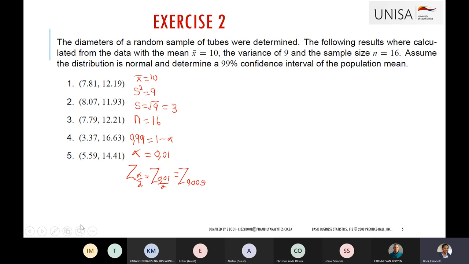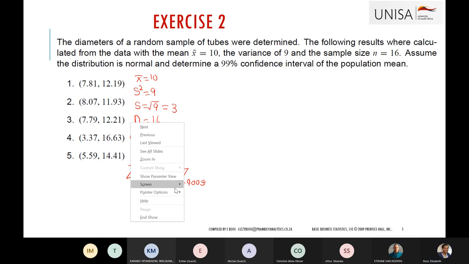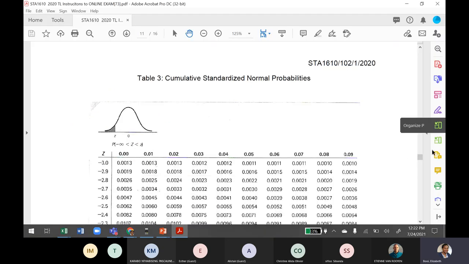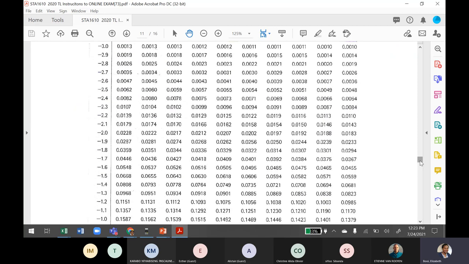Do you know? Remember, I told you that you must do a summary table for yourself. Did you guys do that, where you keep your critical values? Because if you don't have that summary table that you created, you will do the long route like me and go look for 0,05 inside here, which will be 0,05 somewhere there.